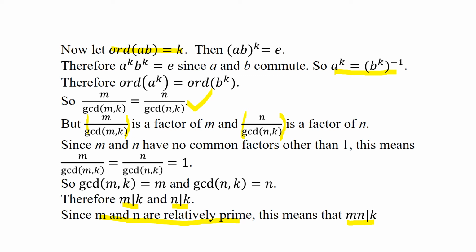So in the narrow setting, when the orders of A and B are relatively prime, then the order of AB is the product. Oh, and don't forget, A and B must commute. Then the order of AB is the product of the order of A and the order of B. Very important point.